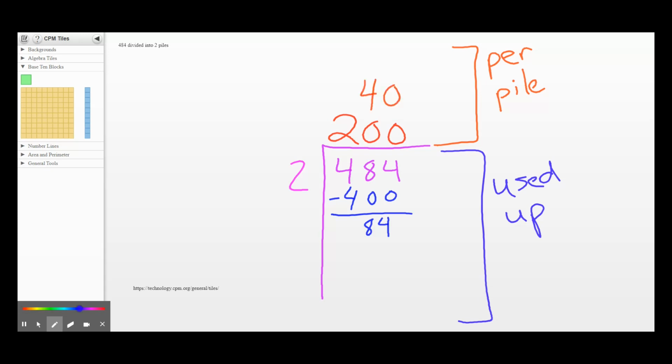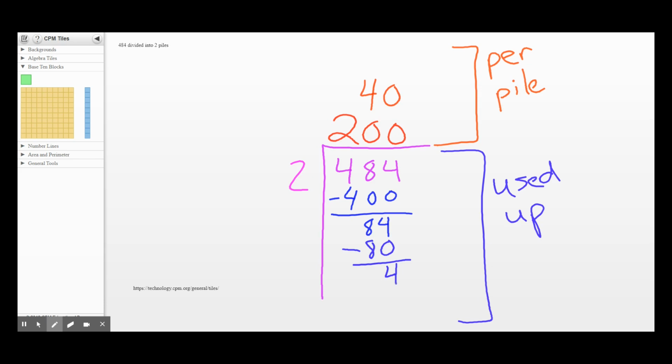If I have 40 in this group and 40 in the second group, how much have I used up? Well, I've used up 80. And if I started with 84 and I used up 80, how much do I have left? 4.